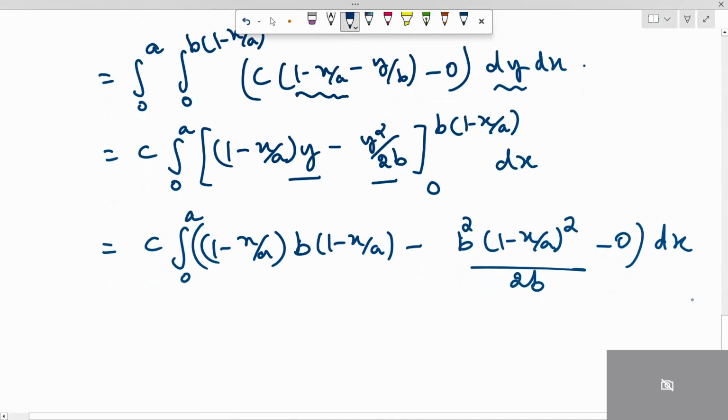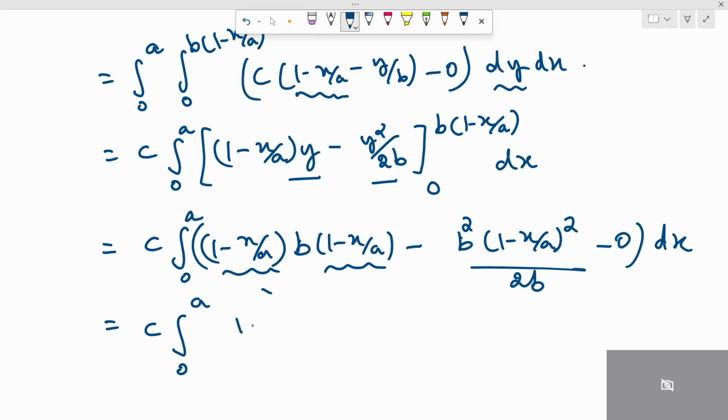Okay, before we integrate with respect to x, first we are going to simplify this equation. 0 to a, here there are two 1 minus x by a terms. This can be written as 1 minus x by a whole square. Here we can take one b outside as a common constant. Here these two terms are 1 minus x by a whole square only, minus here 1 minus x by a whole square by 2.